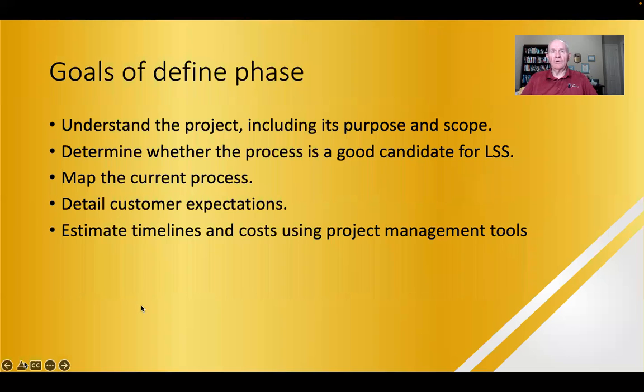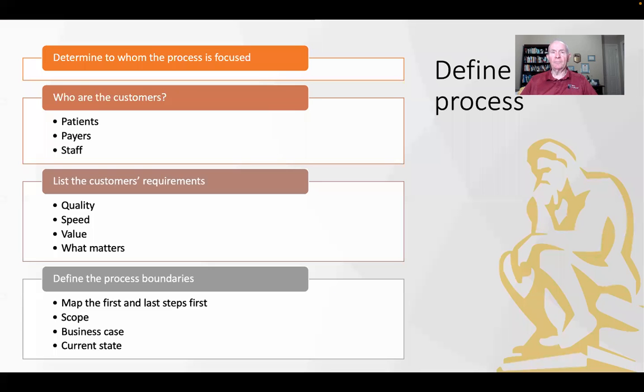And so what are the goals of the define phase? We need to understand the project itself, and that includes the purpose and the scope. Determine whether the process is a good candidate for Lean Six Sigma. Map the process in some way and identify the customer expectations. I think this is critical, again, when we look at what the point of Lean Six Sigma is all about. And then put some tasks together, orient some timelines, and some project management goals as we think about where we want to go. So determining that process is really going to be critical.